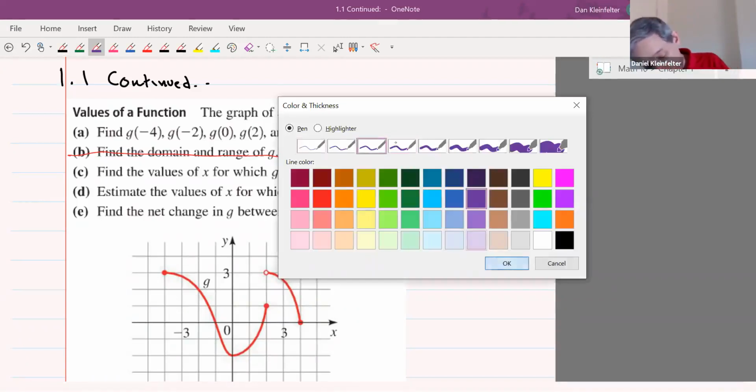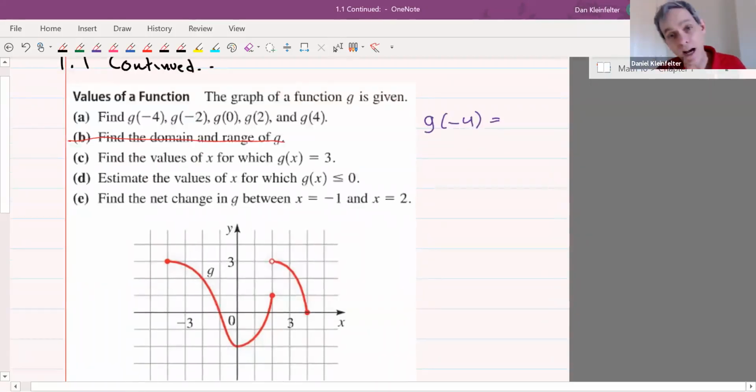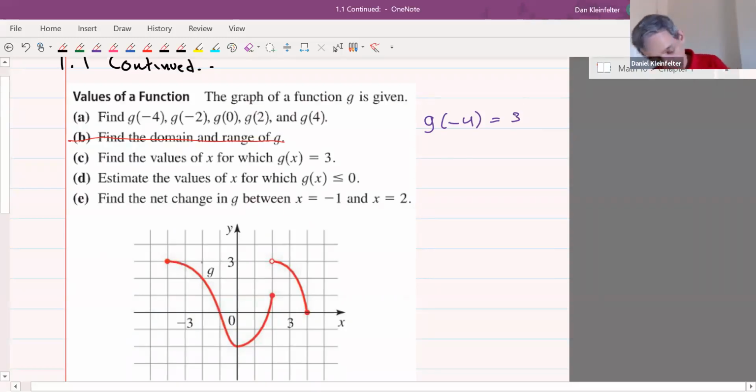value is. So g of -4, taking a look at the graph, each dot is worth 1. So we're here at 0, 0. We'll go left 1, 2, 3, 4. G of -4 looks like it's 3. Make sure that you can tell how I did that. If you're not sure and can't figure it out, let me know. G of -4 is +3.